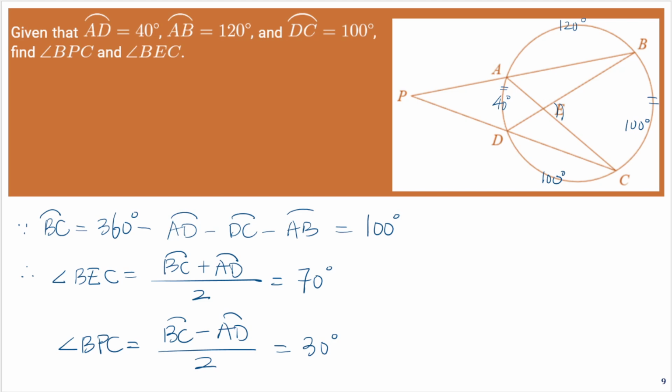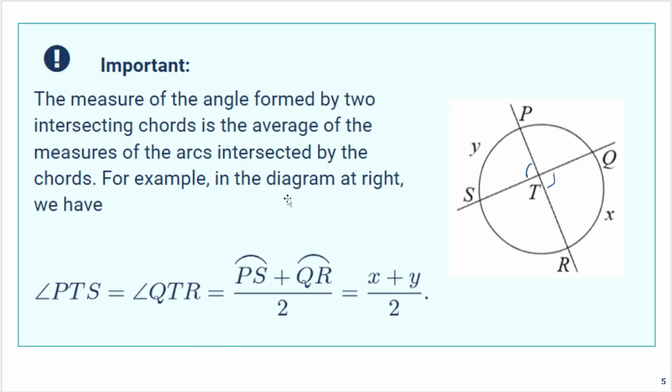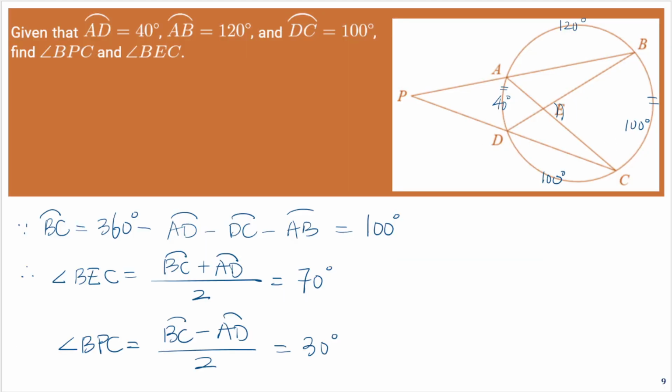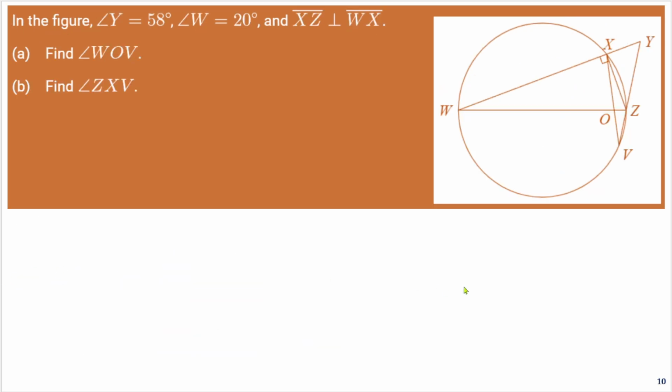So far in this lesson, we have only learned these two properties. Okay, any questions here? If not, let's consider another example. Again, using what we have learned so far. In this figure, angle Y equals 58 degrees, angle W equals 20 degrees, segment XZ is perpendicular to segment WX. Can you find angle WOV and angle VXV?